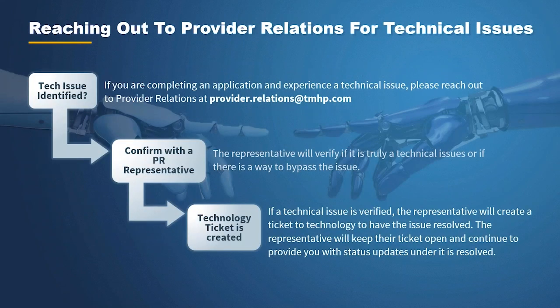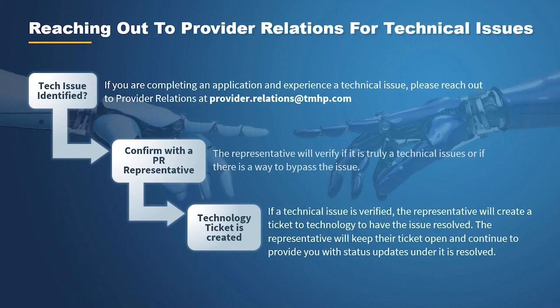Let's also talk about technical issues. If you are in the process of completing an enrollment or maintenance request and receive any type of technical issue, please reach out to the Provider Relations Department at provider.relations@tmhp.com as discussed. A ticket for tracking will be created for this request, and a meeting with representatives will be scheduled. Let the representative know what technical issues you have encountered.